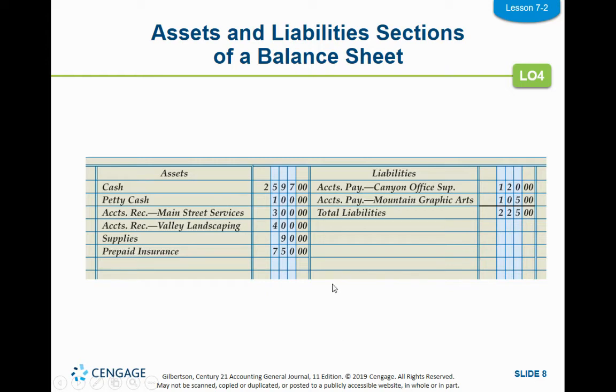This form looks a little bit different. We have a left side and a right side. So similar to our accounting equation, assets are on the left, liabilities and owner's equity are on the right. So you center the heading assets in the left column, then you list all of your asset accounts and their balances.